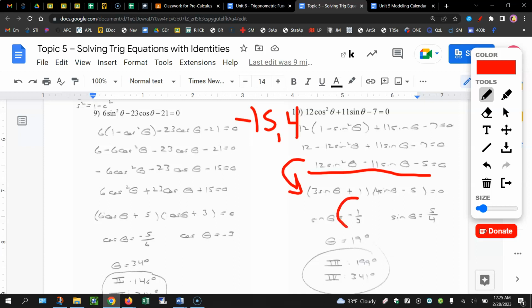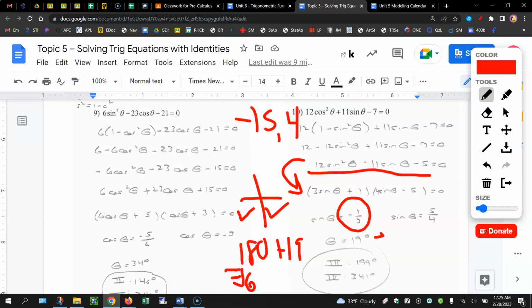So sine theta equals negative 1/3. In the calculator, you're just doing inverse sine of positive 1/3 to get this 19 degrees. Sine is y, and y is negative in quadrant 3 and 4. So in quadrant 3, you're taking the 180 plus the 19, is 199. And in quadrant 4, you're taking the 360 minus the 19 to get the 341.